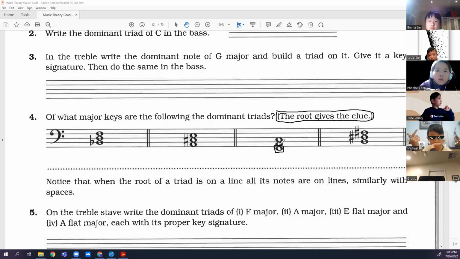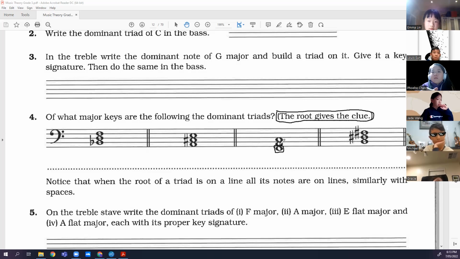Michael is being a Chad right there. Jade? B major. No, B minor.